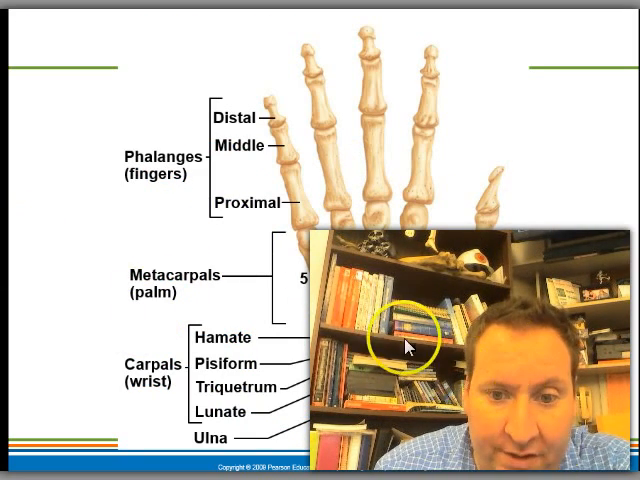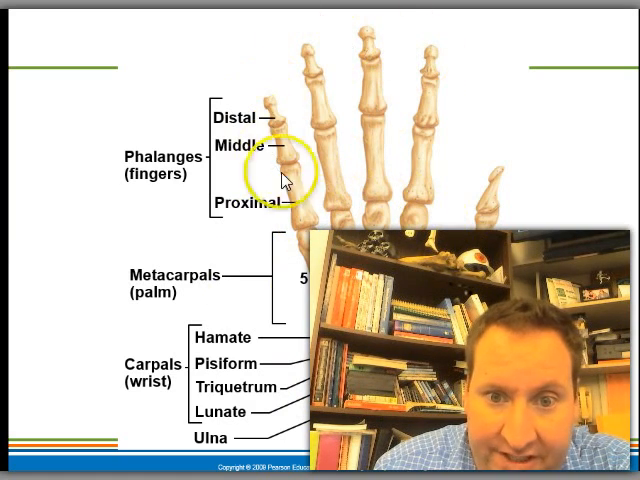This is a diagram of your carpals that you have here. These are your metacarpals, and then these are your phalanges up here.